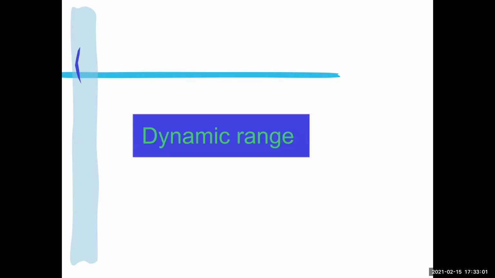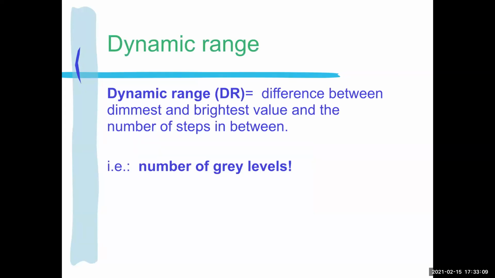Dynamic range. It's a very important concept to keep in mind when you're acquiring your image. So what is it? The dynamic range, or the DR, is the difference between the dimmest and the brightest value and the number of steps in between. Basically, it's the number of gray levels that your particular image has.